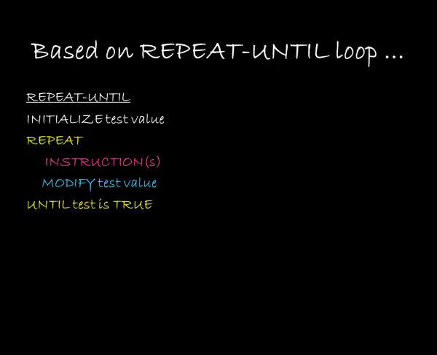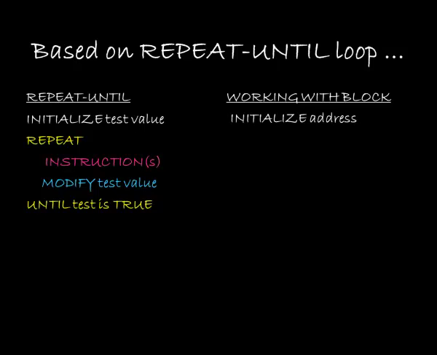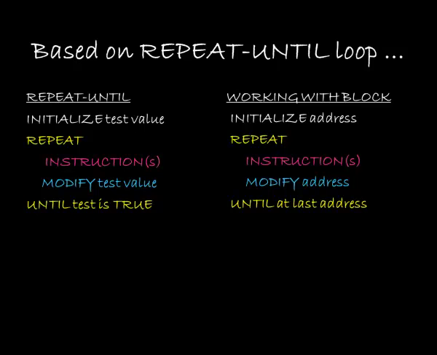Using that as the basis for working with a block of data, the initialization is actually to the starting address. The instructions inside the repeat until loop perform the desired operation on that particular address, and then the address is modified. This new address is compared to the last address in the block. The looping operations are repeated until all the addresses have been accessed.